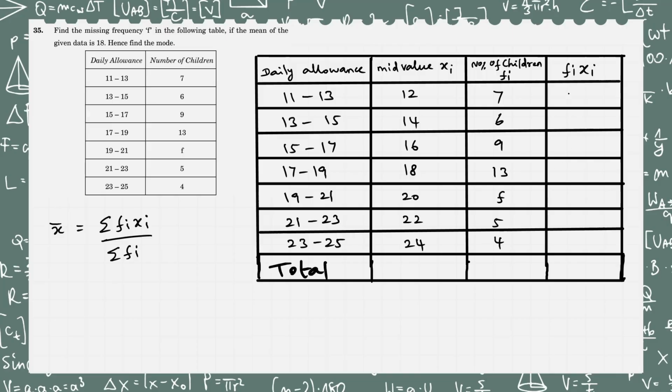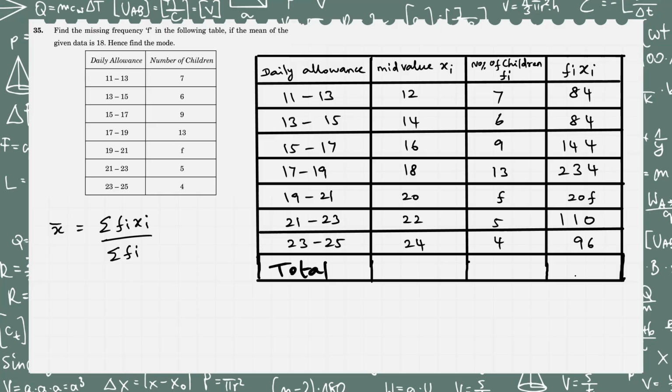So 12 into 7 will be 84. 14 into 6 is also 84. 16 into 9 is 144. And 18 into 13 is 234. And 20 into f is nothing but 20f only. 22 into 5 is 110. And 24 into 4 is 96.